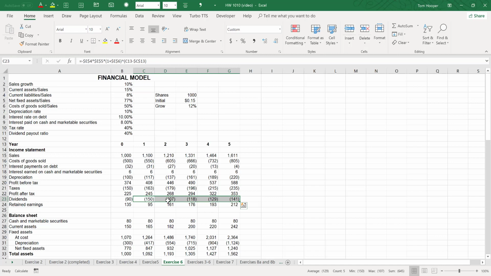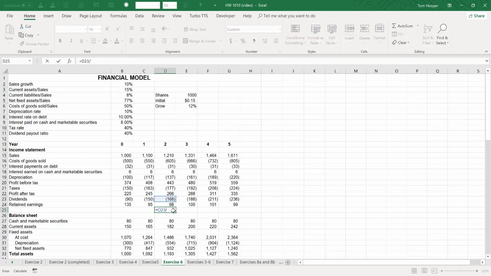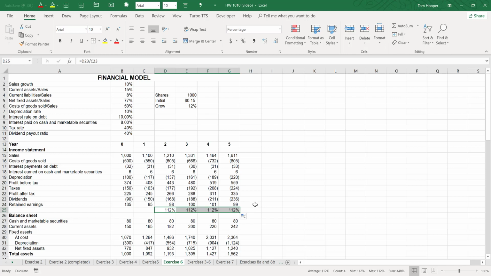Highlight to the right, Control R to copy, and it grows by 12% each year. Let's double check our math there and see if that is 1.12 times the prior year. And it is.